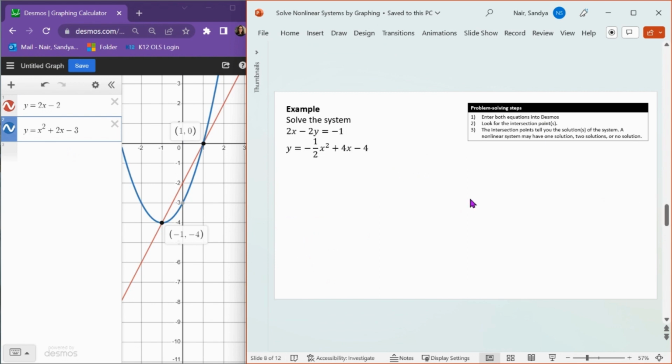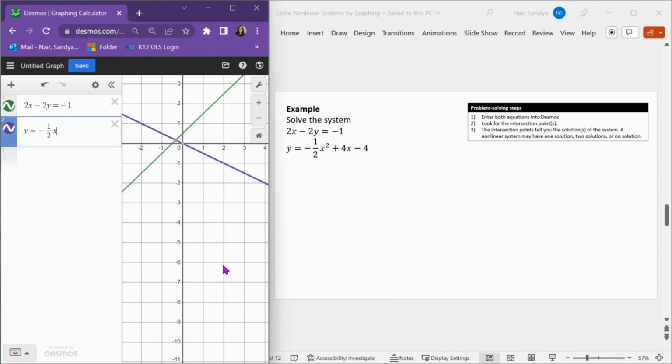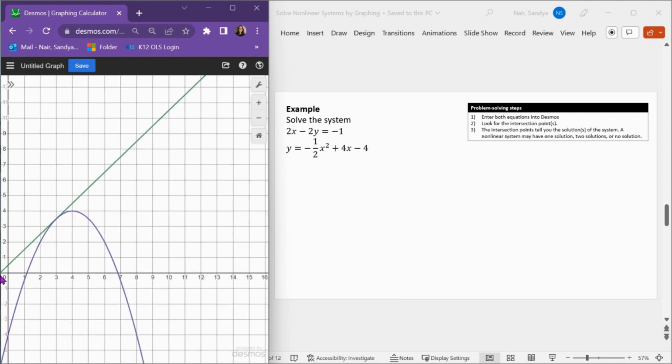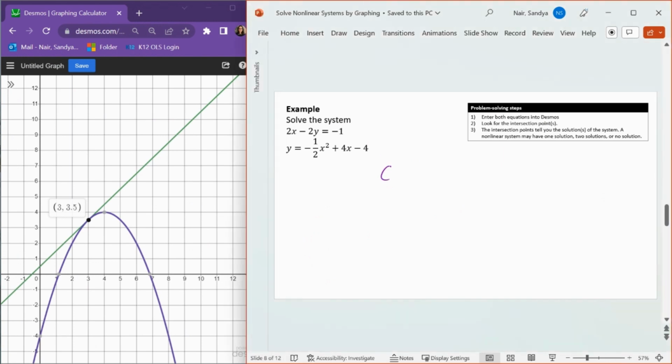Now let's try solving this system. The nice thing about using Desmos is that we don't have to rearrange our linear equation into y = mx + b form or anything like that. We can just type it in as it's given to us in the original problem. So we have now -1/2 x² + 4x - 4. I'm going to have to zoom out a little bit to find this intersection. You can see that these two will intersect at one point. If I click on that, it gives me the coordinates of that point. That will be (3, 3.5).